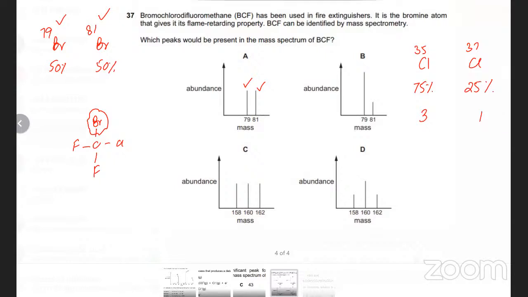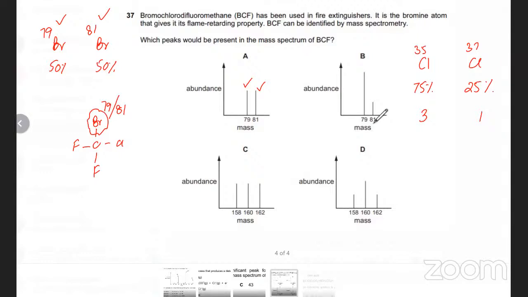Why wouldn't B be correct? Because if you were to detect a particle with a mass of 79, this bromine has a mass of 79, or it has a mass of 81. There's going to be equal probability. Like if you detect 20 bromine atoms, right? 10 of them would be 79, 10 of them would be 81. Do you understand the point?